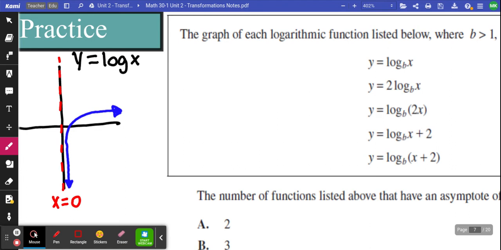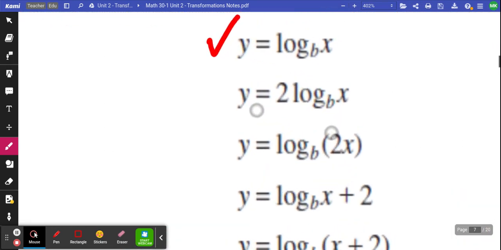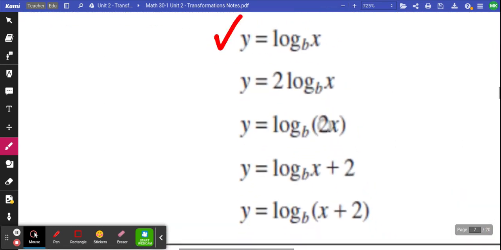All right, looking at the first one, that's just our regular mother function. That thing does have an asymptote at x equals 0. That's going to work. There's nothing that's been done to it. Looking at the second one. Wait, so having the b doesn't change anything? No, the base can be anything. It's still going to be that same function.